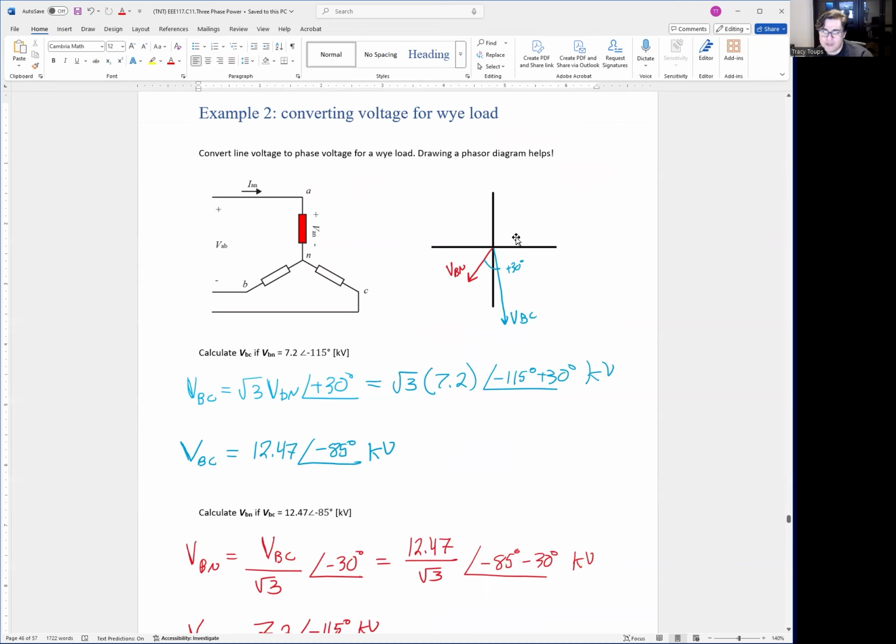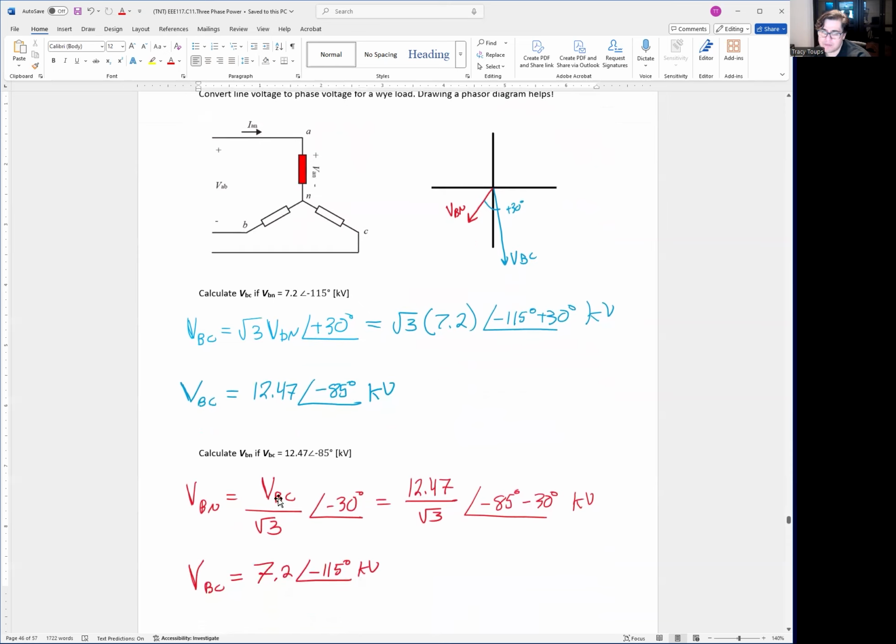So when we draw a vector, notice that VBN is out here. This is negative 115 degrees from the x-axis, and we're out 7.2 kV. And our line-to-line is a little bit larger at 12.47 kV. And we're positive 30 degrees. I kind of drew, maybe I overdrew it, but I'm trying to show that this is not negative 90 degrees, it's negative 85. So there's a little gap between these two. Okay.